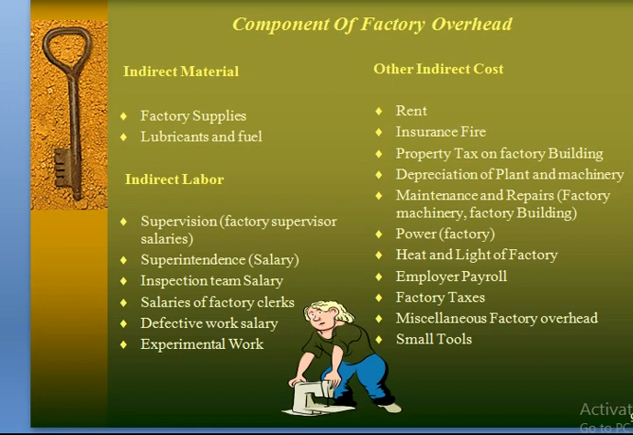Look, we are using machinery for producing finished goods. So the grease, the lubricants, the oils that are used in the machinery to produce the finished goods, the cost of these we cannot directly assign to per unit cost. That's why these are called indirect materials.